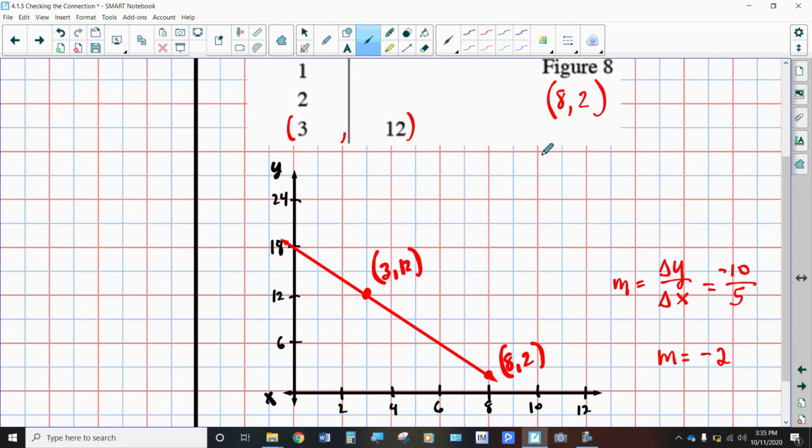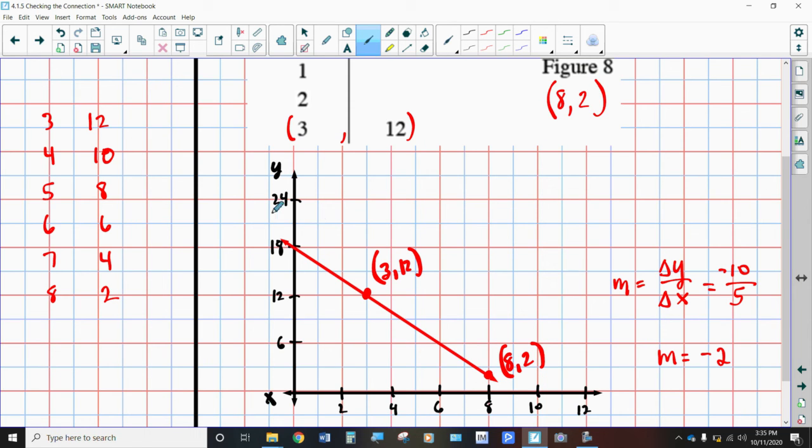So that means that to go from 3, 12, 4 should be 10, and 5 would give us 8, and then 6 would give us 6, and 7 would give us 4, and sure enough, 8 gives us 2, which is the information that was provided here.